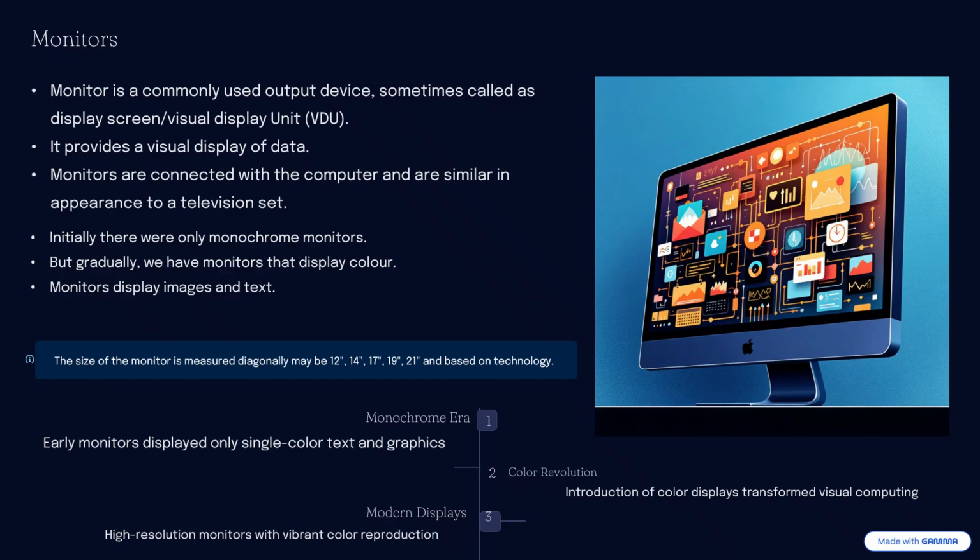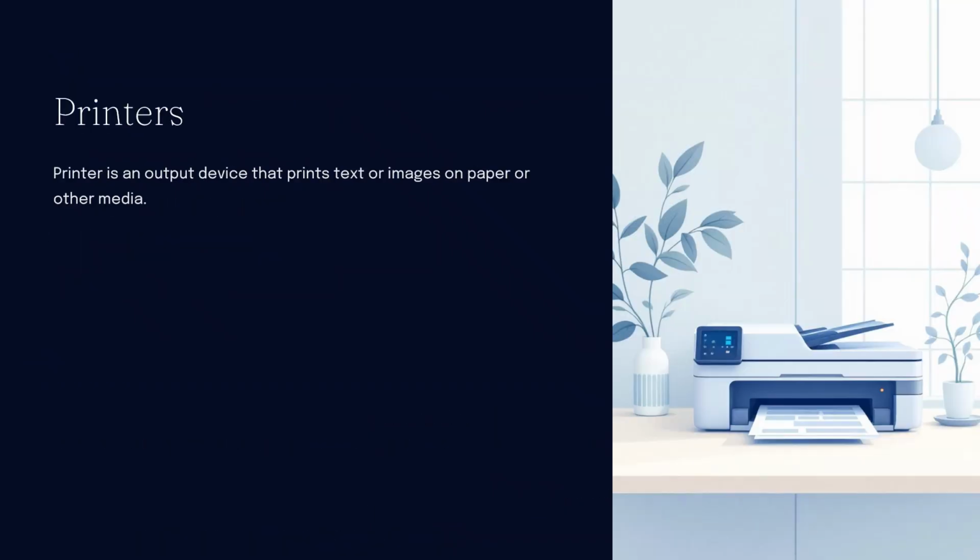Then go to the next. The next output device is the printer. A printer is an output device that prints text or images on paper or some other media. Here there are two concepts: one is hard copy, and the other is soft copy.